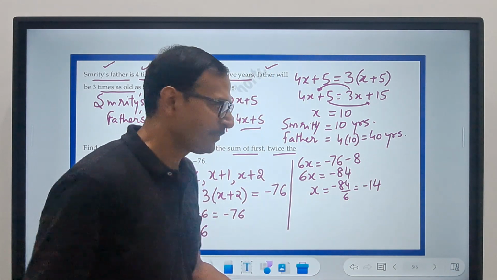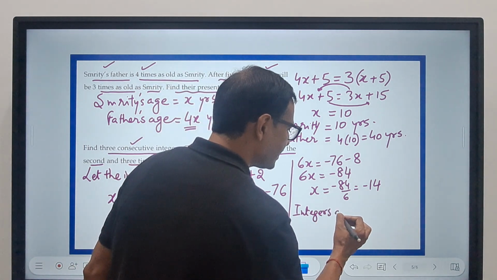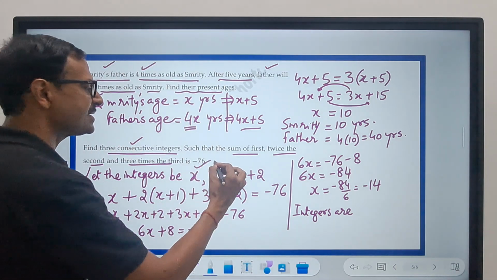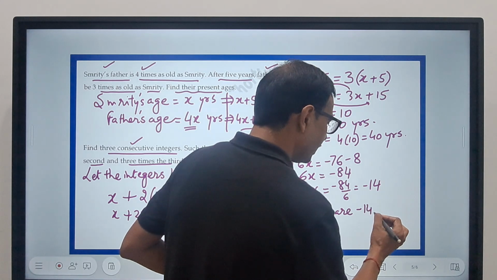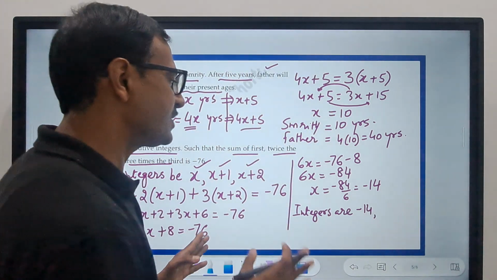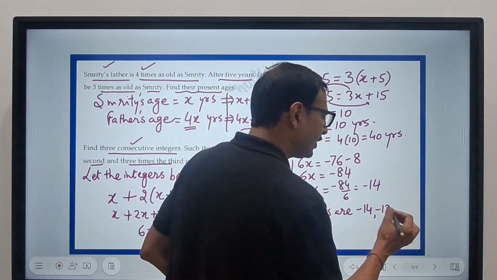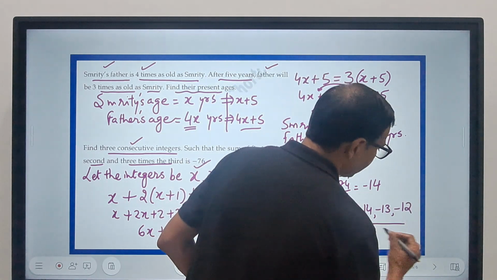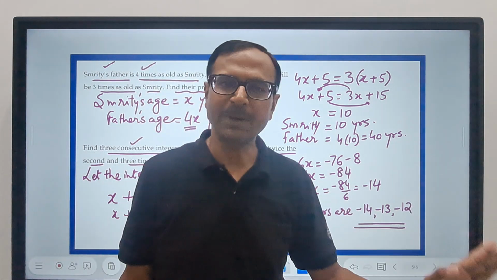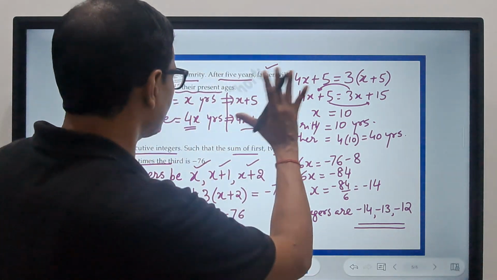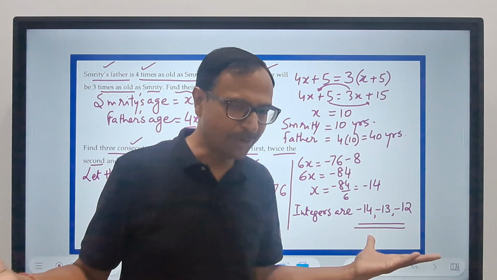So what is the answer? What were the integers? x, x plus 1 and x plus 2, right? So x is minus 14, x plus 1, and then x plus 2. If you add 1 to this, you get minus 13, and if you add 1 to this, you get minus 12, and here is your answer. The 3 consecutive integers are minus 14, minus 13, and minus 12. Now that's how you solve problems based on the decimals, fractions, equations, word problems.